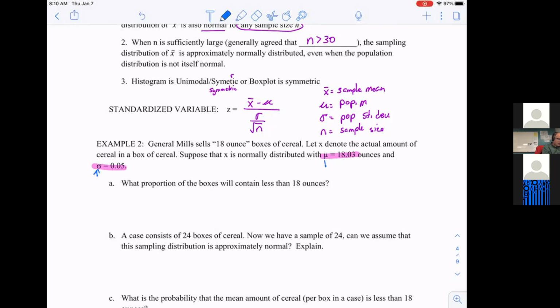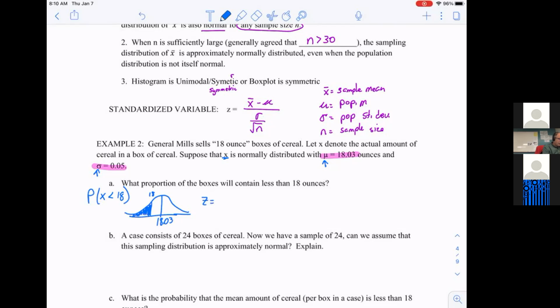What proportion of boxes will contain less than 18 ounces of cereal? Here we're trying to figure out the likelihood that X is less than 18 ounces. They defined what X was, so we don't have to define the variable. But this is a normal calculation, so we need a probability statement and a curve. 18.03 is here in the middle, here's 18. I'm trying to figure out what portion is going to be underweight boxes of cereal.